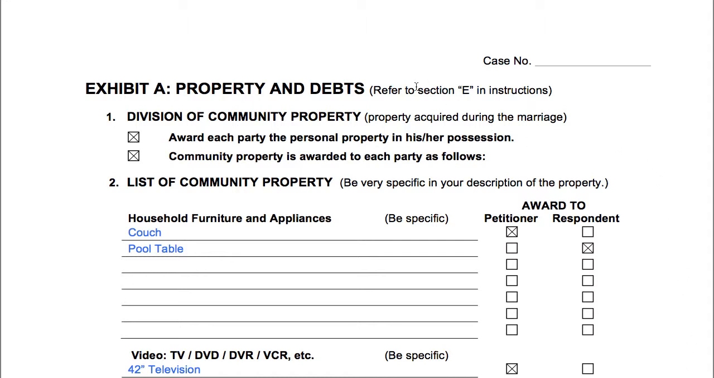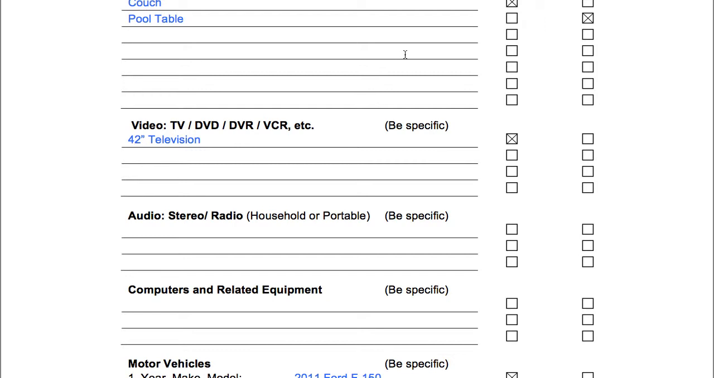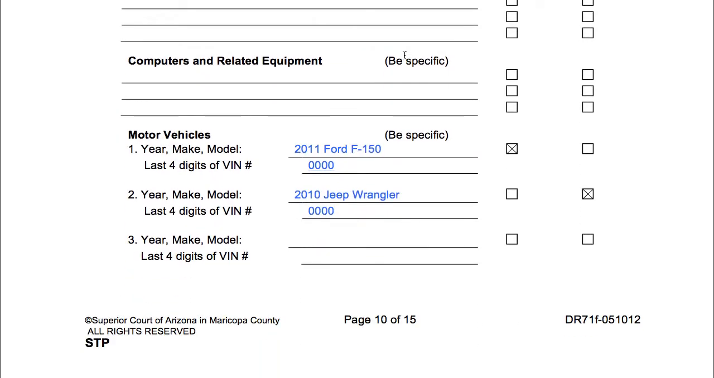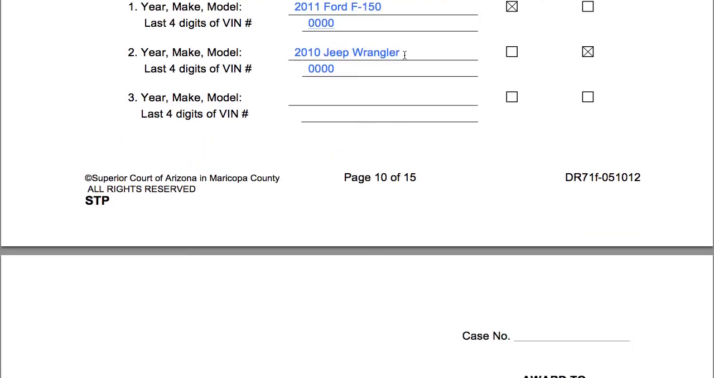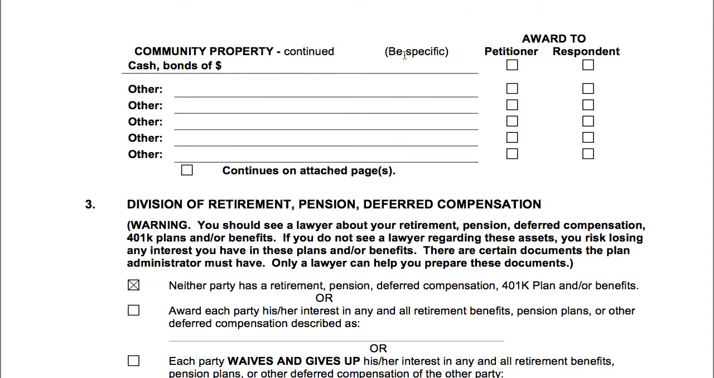had a couch and a pool table. We had some video, we had a TV, and we're deciding who gets it. We check the appropriate box. The vehicles, we're going to say who gets the vehicles, the husband or the wife, the mother or the father, and list the vehicles. You don't have to give the entire VIN number, just the last 4 digits. And if you have any money or bank accounts that need to be split, you'll put that in there.